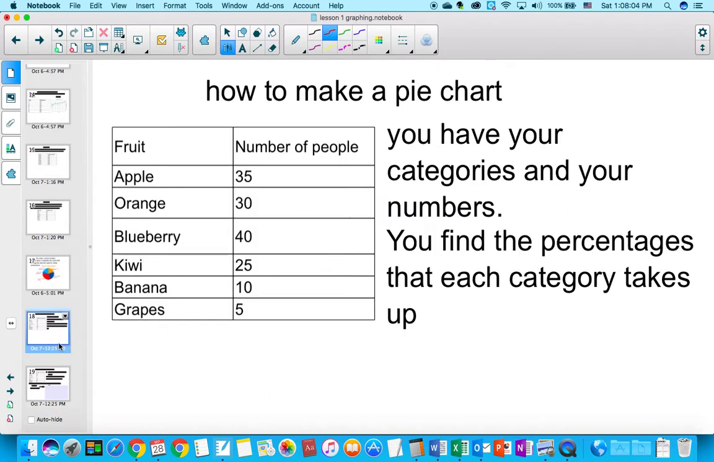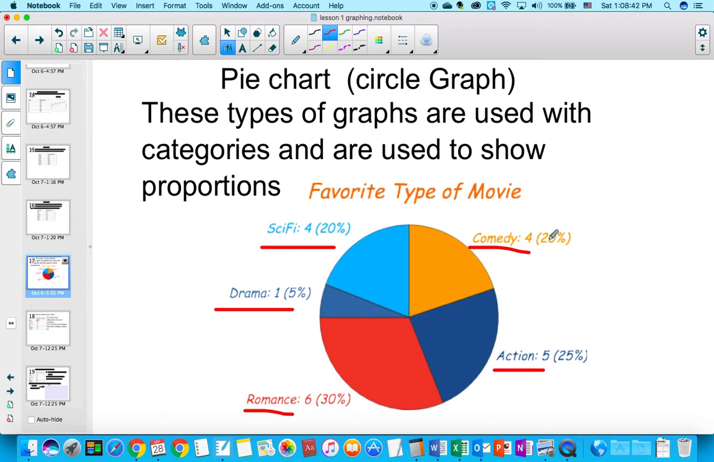And when you make them, you need to find out how much of a percent each category takes up. 35 people like apples, 30 people like oranges, 40 blueberry, 25 kiwis, 10 bananas, and 5 grapes. Well, you need to find the percentage that 35 makes up, 35 people out of however many like apples. What is that as a percentage of the total? That's the only way to get the percent and the only way to make a pie chart. It's the only way to get the proportions of your pie.